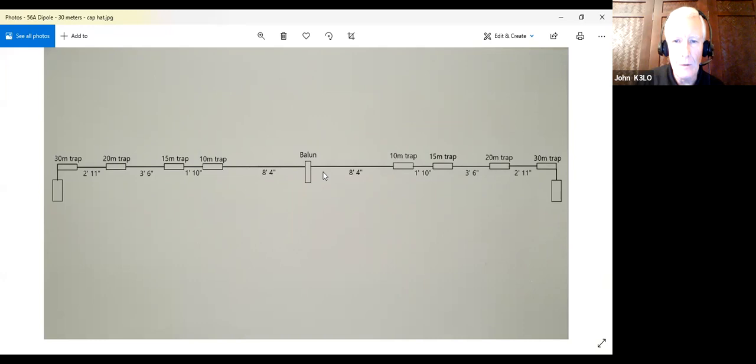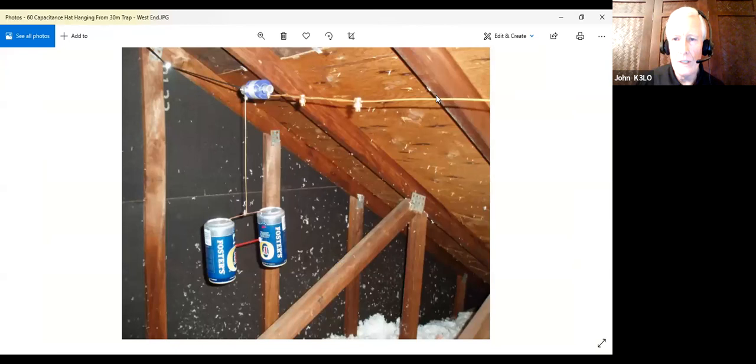Yeah, let me show you. I'll show you the schematic diagram first, and then I'll show you the photograph. This is the schematic diagram. So the antenna goes out. There's a 30 meter trap, and the capacitance hat, or the beverage container, or the beer can, is hanging off the 30 meter trap. And let me show you a photograph of that. What you see here is the 12 gauge solid copper wire, which comes out to the 30 meter trap. And then the capacitance hat, which consists of a vertical wire, a horizontal wire, two capacitances in parallel, is hanging off the end of the 30 meter trap.